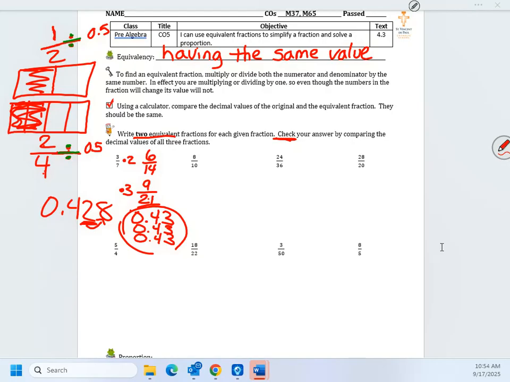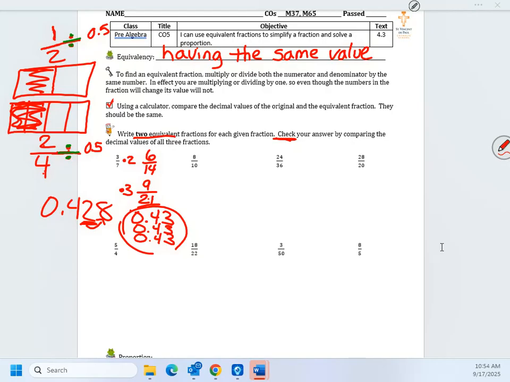Finley, do you have to show your work? This is the showing your work. Okay, so you can multiply in your head, 3 times 2 is 6, 7 times 2 is 14. That I'm fine with. But you do have to tell me what you multiplied or divided by, and tell me what the decimal is for each fraction.